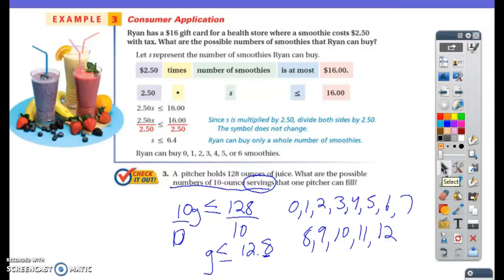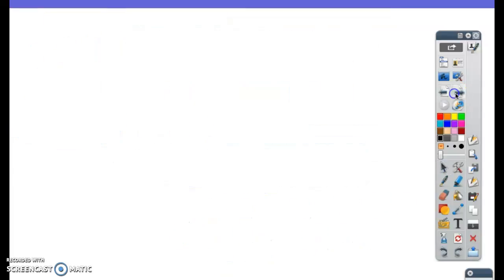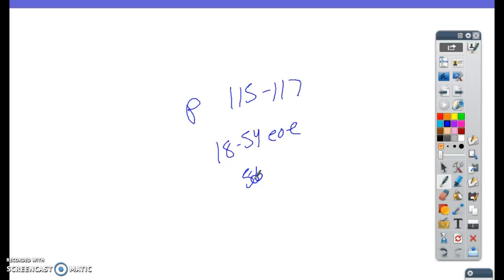Okay, so the problems for this section are going to be pages, if I can get a pen, pages 115 to 117, 18 to 54 EOE, 56 to 61, 62 to 68 even. Okay, happy inequality solving.